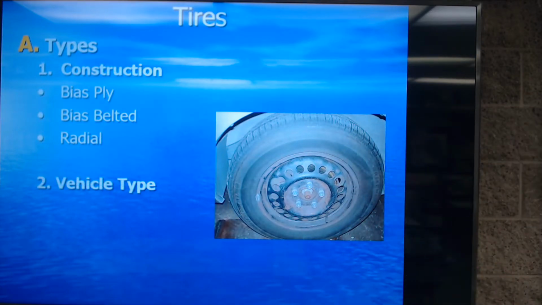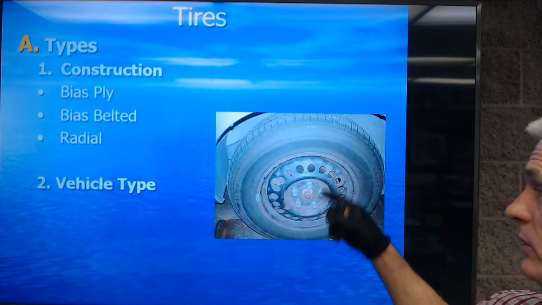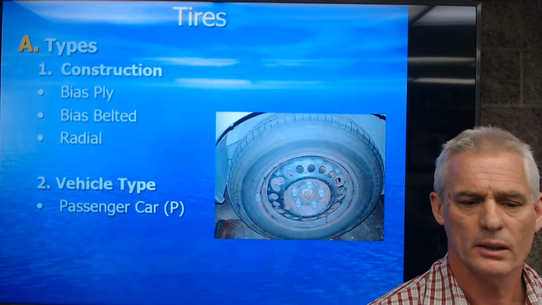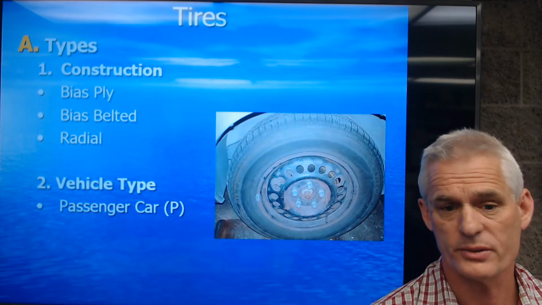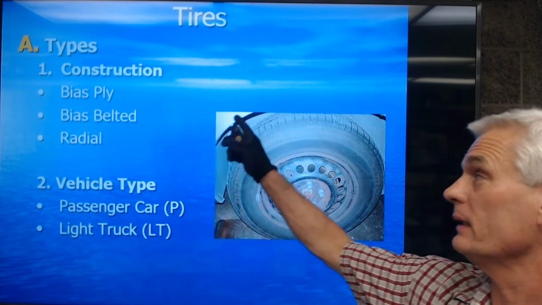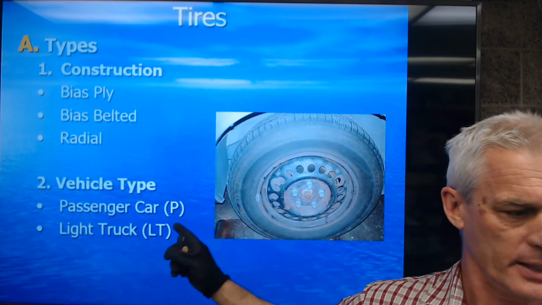That wheel type in there is a steel wheel, and usually we have aluminum wheels. We'll talk about that in just a moment. So we have passenger car tires and we have light truck tires. It'll either say P on the tire or it'll say LT.